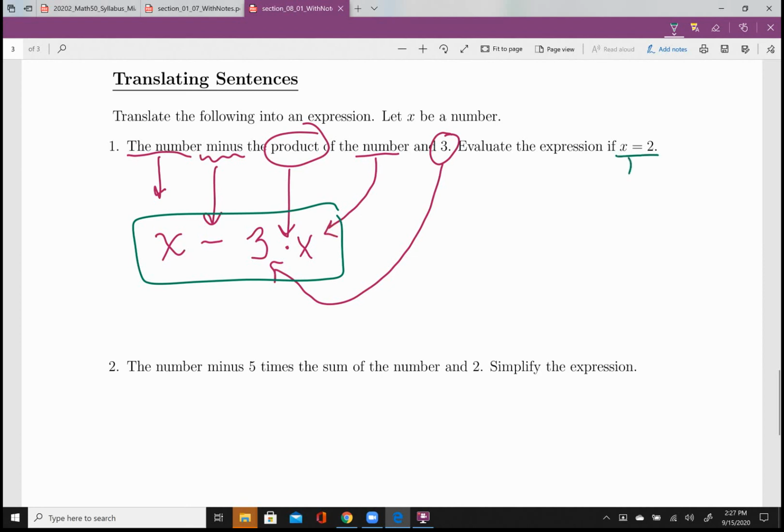So when x equals 2, that's going to be 2 minus 3 times 2, which is 2 minus 6, which is negative 4. So that's going to be the final answer for evaluating that expression at that particular value of x equals 2.